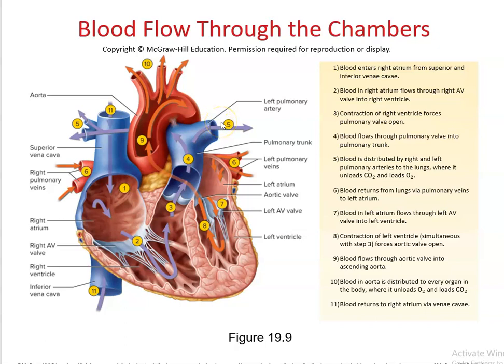In the lung, the oxygen-poor blood will exchange with oxygen. Then the oxygen-rich blood will enter back to the heart through the pulmonary veins. The oxygen-rich blood goes to the left atrium. Then the contraction of the left atrium will pump the blood to the left ventricle. Then the contraction of the left ventricle will pump the blood to the aorta. Then the blood will go to the rest of the body.